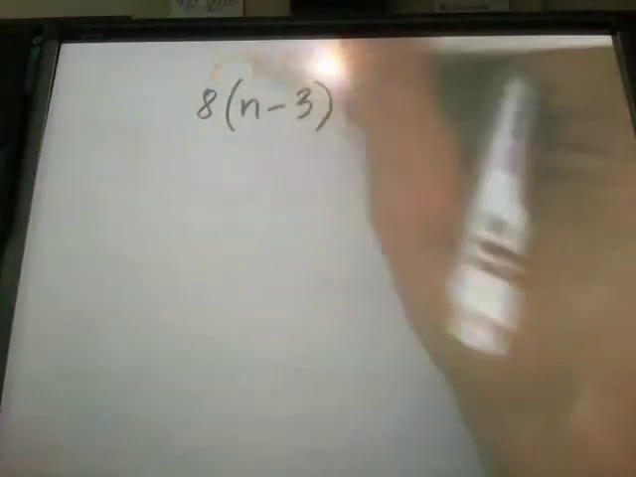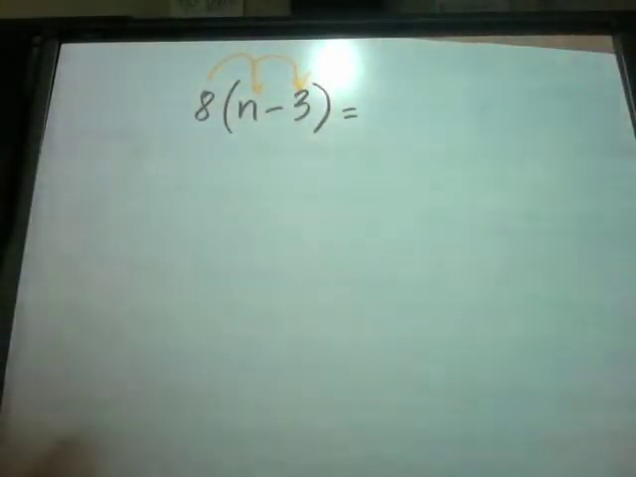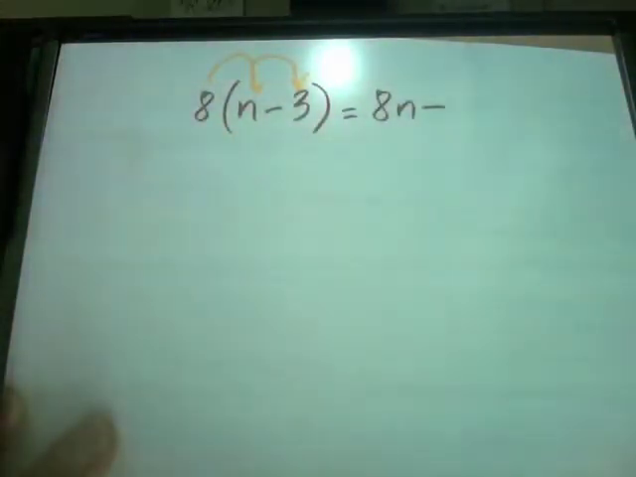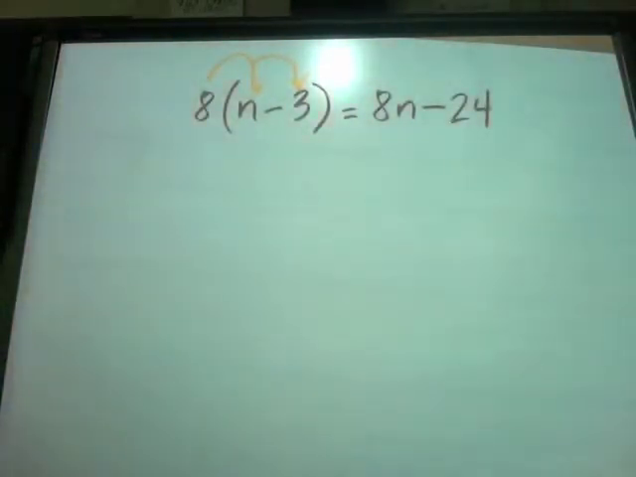Remember, I like to do these arrows. You don't have to do them unless you want to. I'm just doing them to show you. We're multiplying 8 times n, 8n. I keep the minus in the middle. 8 times 3, 24. Done.